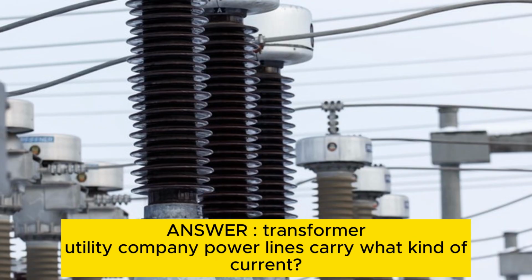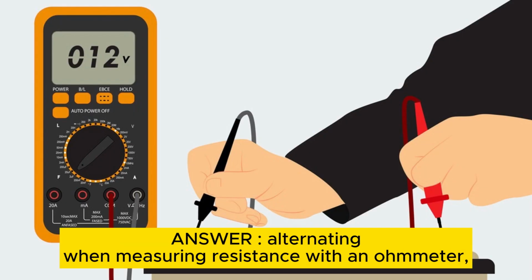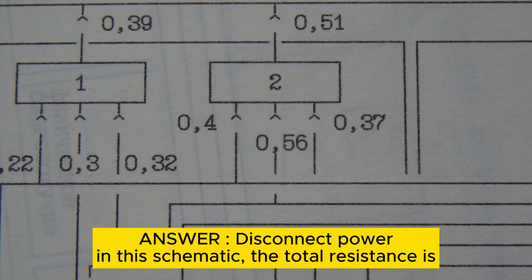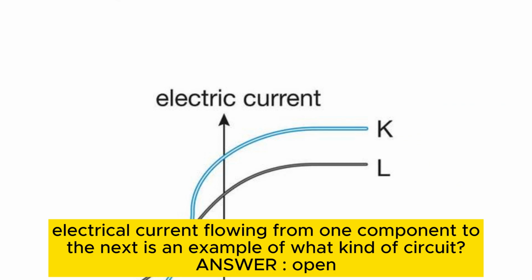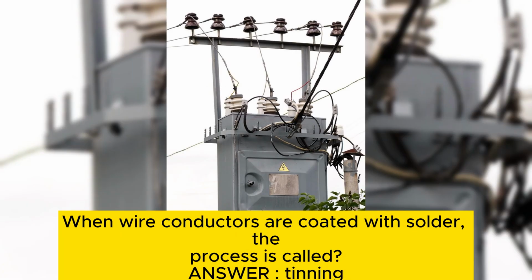Answer: transformer. Utility company power lines carry what kind of current? Answer: alternating. When measuring resistance with an ohmmeter. Answer: disconnect power. In this schematic, the total resistance is. Answer: 100 ohms. Electrical current flowing from one component to the next is an example of what kind of circuit? Answer: open. When wire conductors are coated with solder, the process is called, answer, tinning.